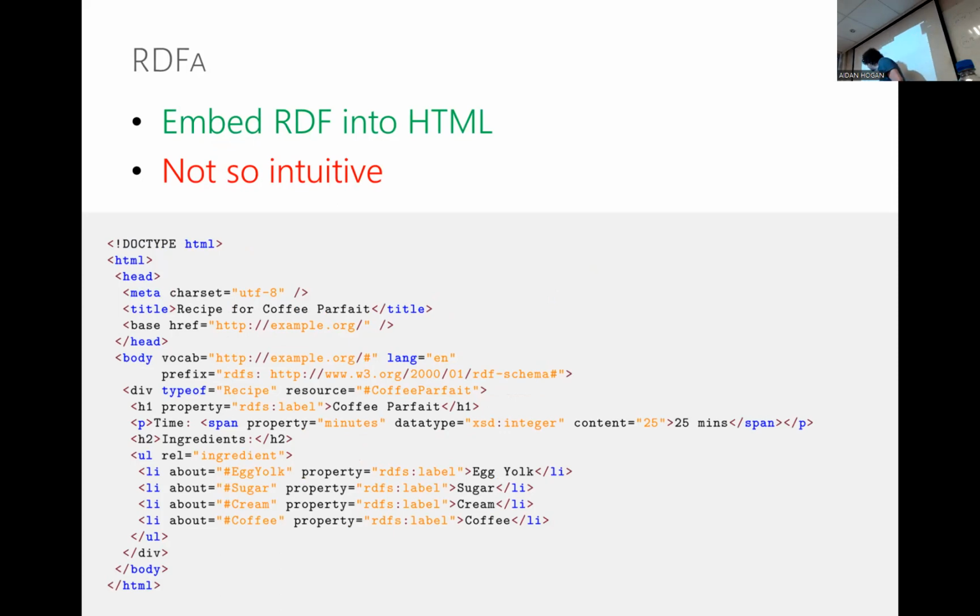So here, for example, we say that this relation that we're describing with this list is ingredient, and then we provide the objects of the triples, which would be the different ingredients, which should be related to the higher level element. It's not super intuitive, written in this way to model RDFa.